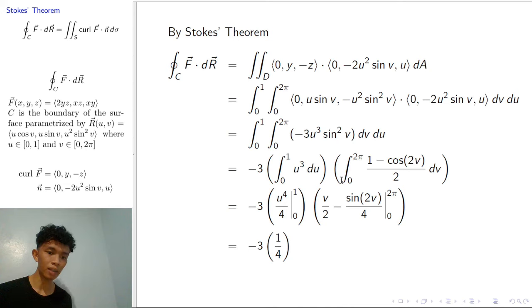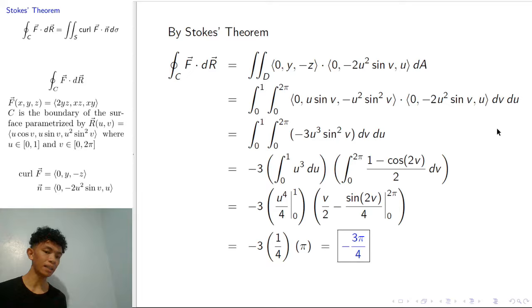For the second factor, if you evaluate v over 2 at 2 pi, you'll just get pi. If you evaluate sine 2v over 4 at 2 pi, you'll get 0. If you evaluate these at 0, you'll get 0. So this whole factor is actually just pi. So you'll get negative 3 times 1/4 times pi. Therefore, your final answer is negative 3 pi over 4.